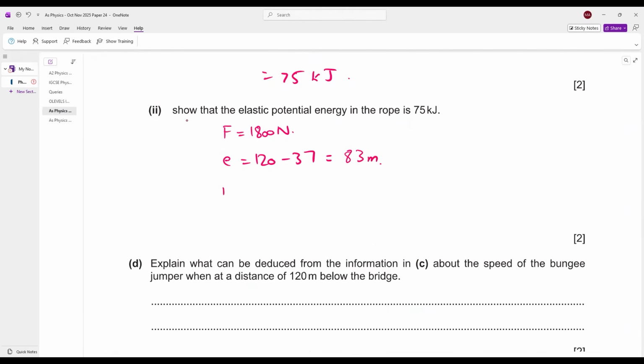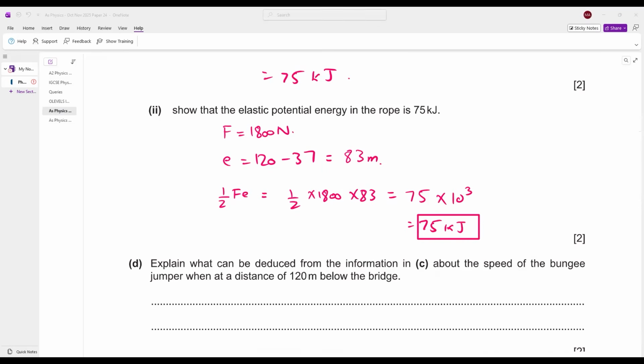Can you calculate elastic potential energy? 1 upon 2 Fe. F क्या है भाई? 1800 Newton. This is 83. Can you calculate the answer? This comes out to be again 75, 10 raised to the power of 3, 75 kilojoules. Perfect. Yeah, this is also 75 kilojoules. ऊपर वाली भी 75 kilojoules. See what will happen now. Let's see.